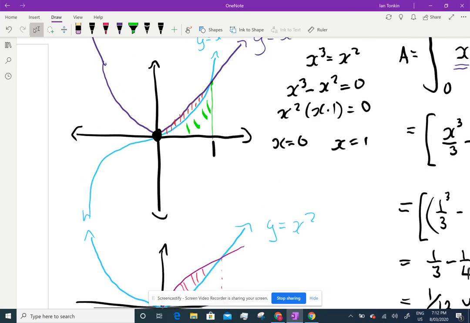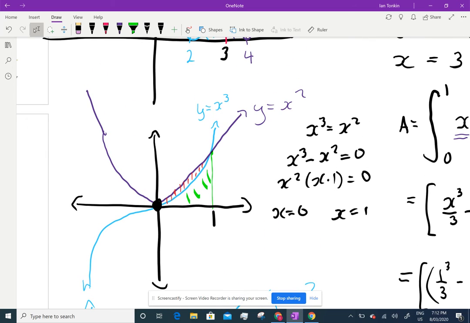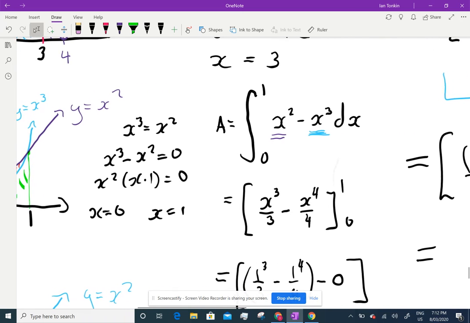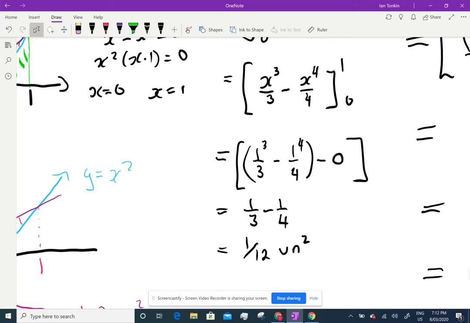All right? So here, with this question, if you hadn't gotten the right way around, if you've gone x cubed minus x squared, your answer here would have been negative a 12th, and you would have had to realise, oh, maybe I've got them the wrong way around.